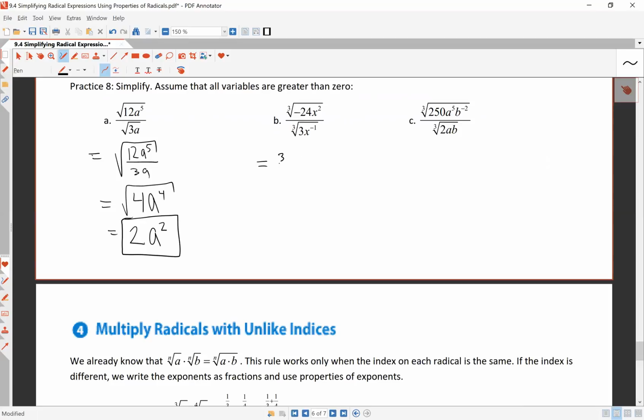Letter B, we write 1 cube root over the whole thing. And now negative 24 divided by 3 is negative 8. The x to the negative 1 goes to the top as x cubed. Cube root of negative 8 is negative 2, and the cube root of x cubed is x.